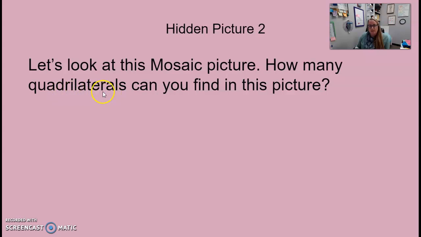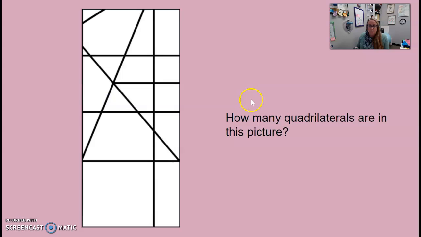Okay, hopefully you said a quadrilateral is a shape that has 4 sides and 4 vertices. So here is my picture, or my mosaic, and I want to find all of the quadrilaterals. Before we start though, I want you to make a prediction just like we did last time. How many quadrilaterals do you think are in this mosaic? Write it down really quickly. Okay, let's get started. Let's see if you're right.